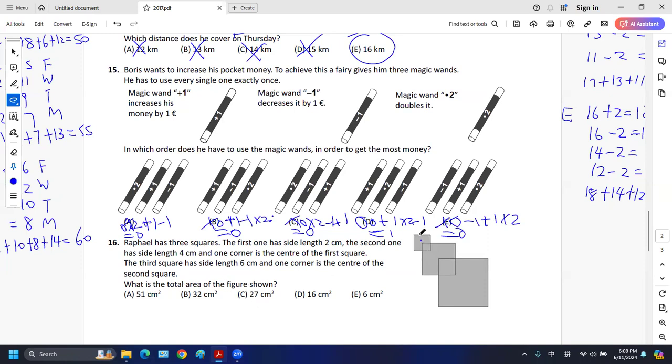Here, this is 4. This is 16. This is 36. And all that equals 56. And now 56 also has to minus these squares, so that wouldn't be too much and that wouldn't be too small. So that would probably be 51 centimeters squared.